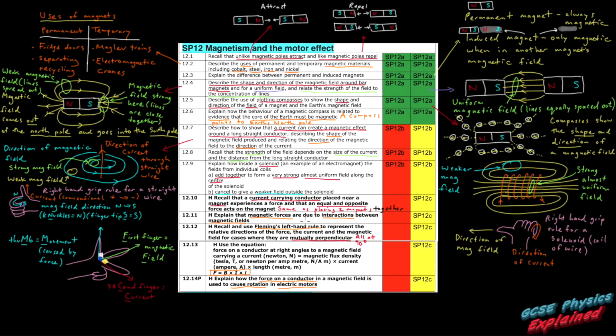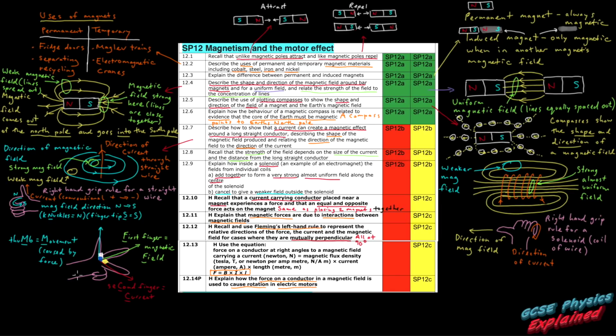Explain that magnetic forces are due to interactions between magnetic fields. Yeah, that's just a statement. Recall and use Fleming's left-hand rule to represent the relative directions of the force, the current, and the magnetic field for cases where they are mutually perpendicular, which means all at 90 degrees.